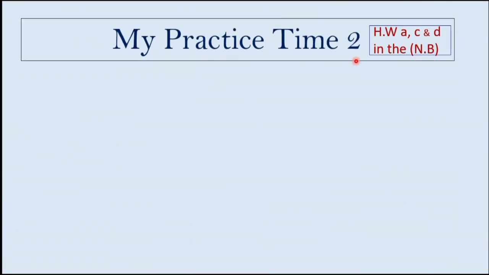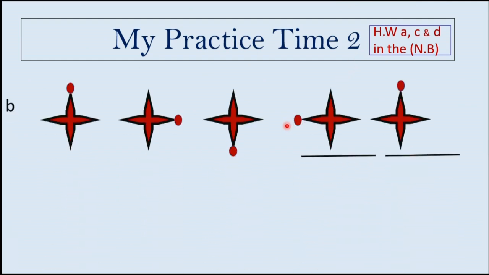My practice time 2. B. See this figure. The turn is what? 90 degrees. Here the turn is what? Comparable to this, again 90 degrees. Comparable to this, again 90 degrees. Comparable to this, again 90 degrees turn. Now when I compare this and this, 90 degrees turn. When I compare the first figure with the second figure, that will be 180 degrees turn.